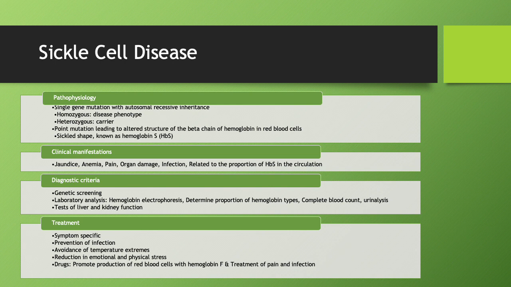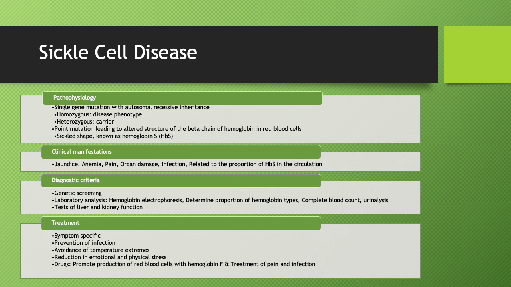They'll look at your complete blood count to determine if you have anemia. They'll look at your urine analysis, and they'll also test your liver and kidney function because these are the main organs that are damaged due to sickling of the cells. As far as treatment, it is symptom specific. More often than not, you're doing pain management and fluid replacement.